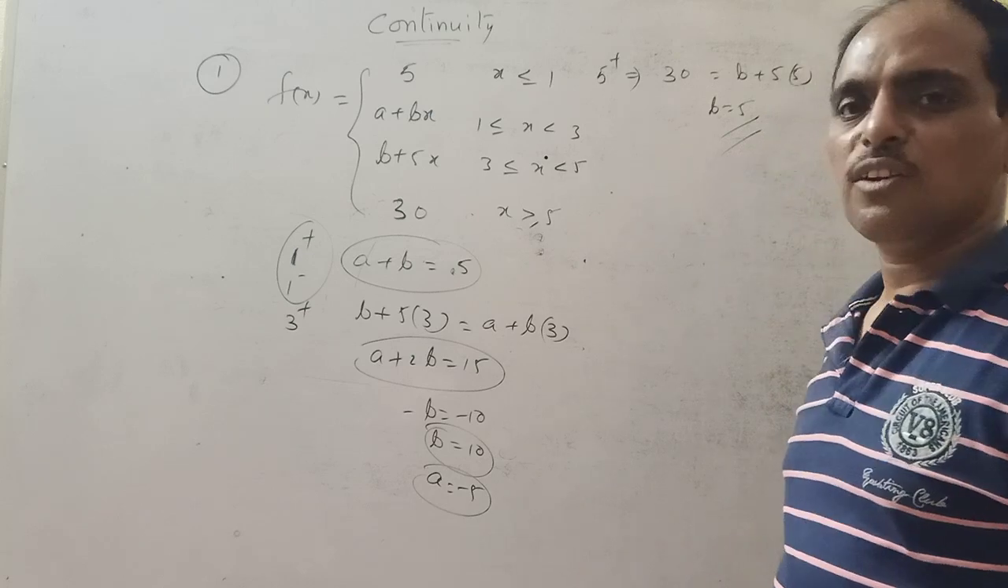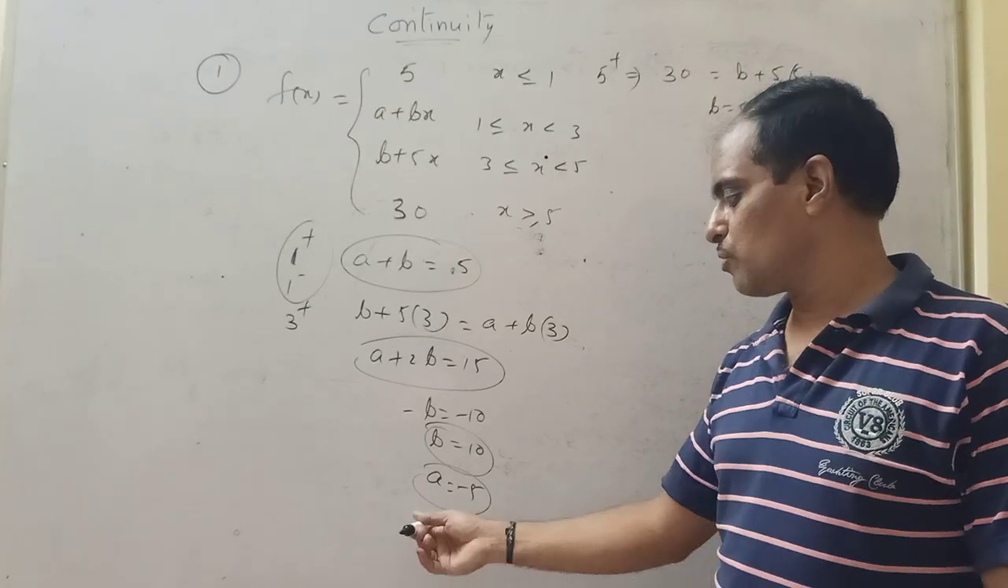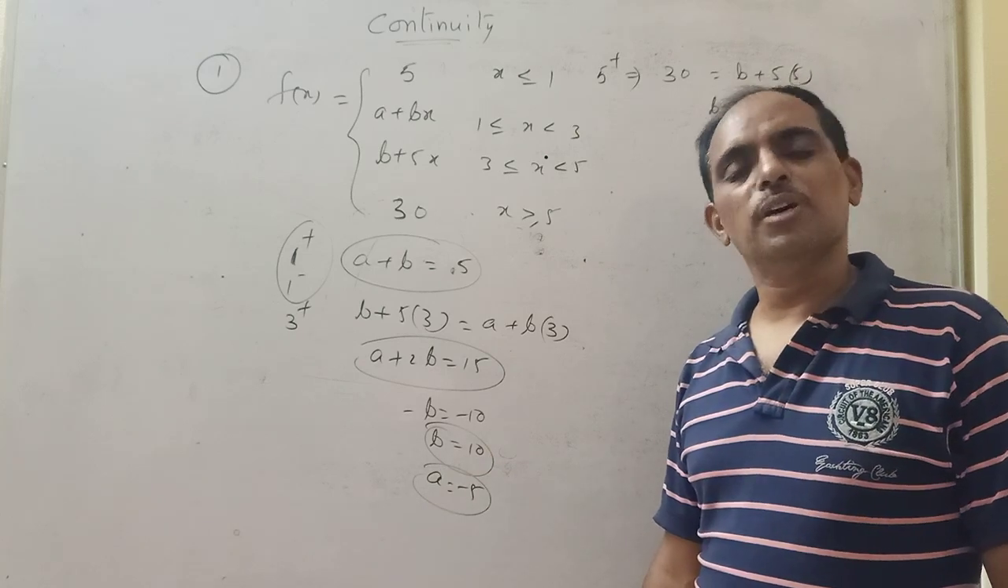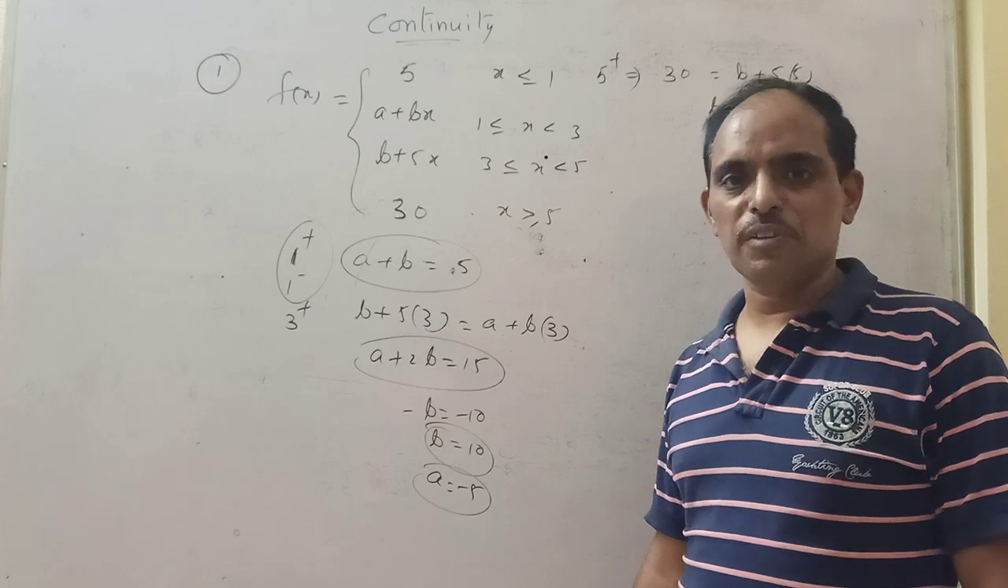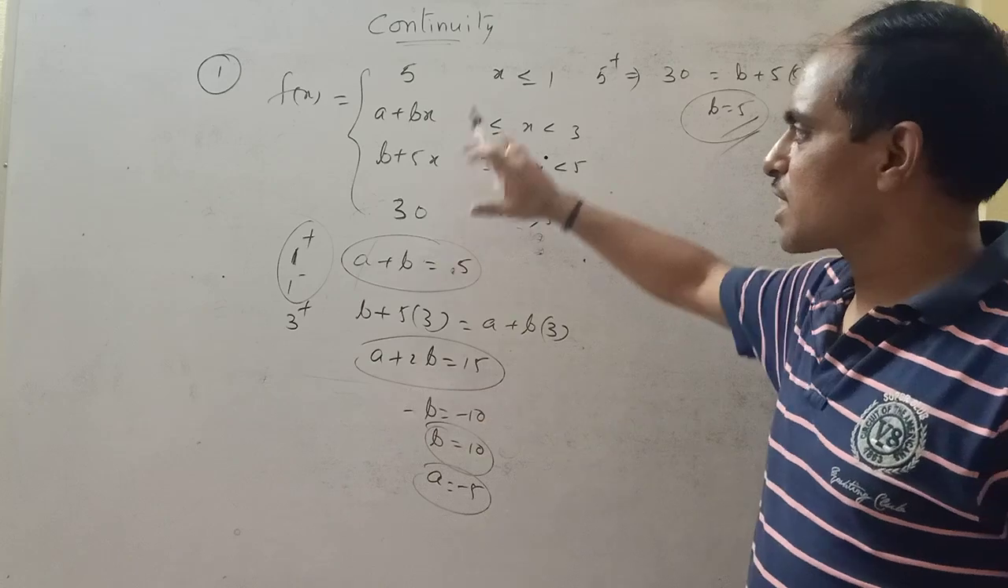We observe what about the value of b? If it is continuous, the answer is b is equal to 5. What did we get here? b is equal to 10. So this function may not be continuous. It is the previous question that was given. So here the b value is 5, if it is continuous everywhere.